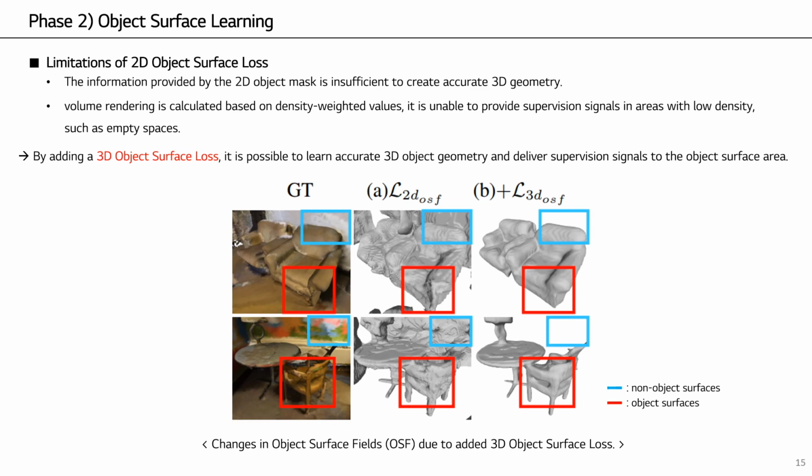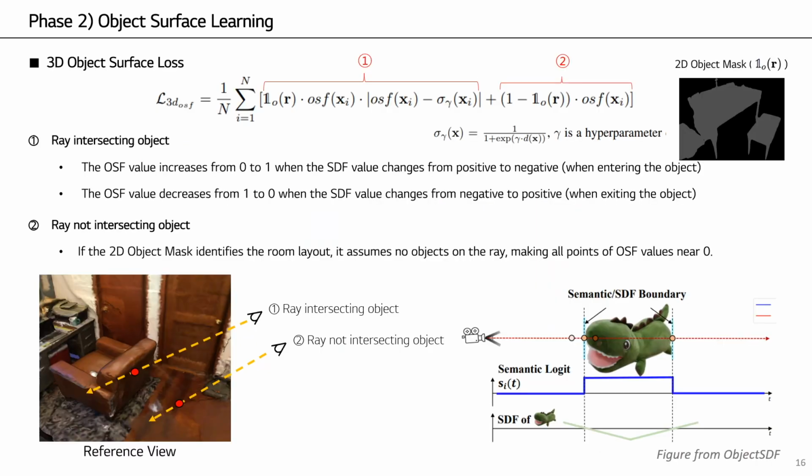So we propose a 3D object surface loss for learning precise 3D object geometry and supervising the object surface area. The 3D object surface loss is designed for both rays that intersect objects and those that do not. It increases the object surface probability when a ray enters the zero-level set of the SDF and decreases it upon exit. For rays intersecting only with room layout surfaces, the object surface field should maintain a low probability.